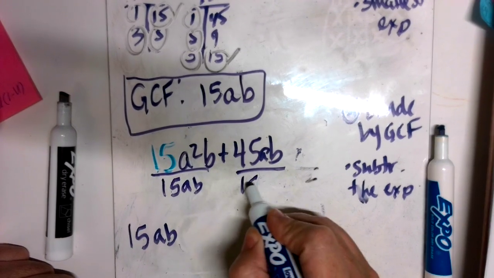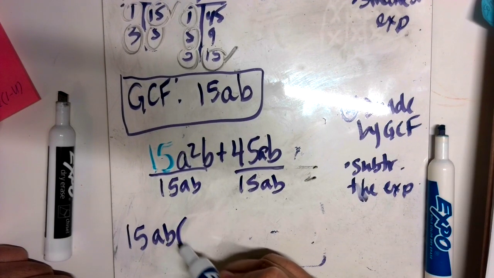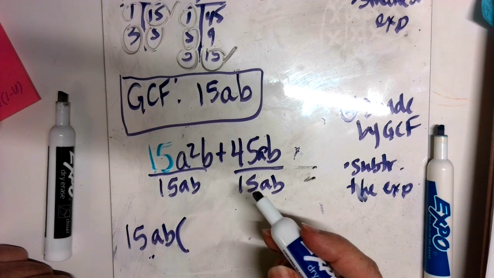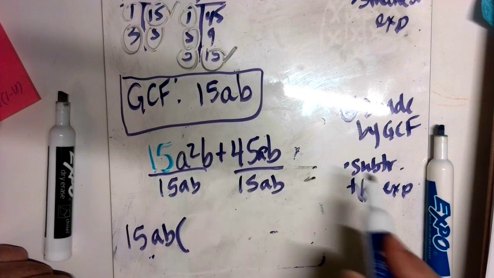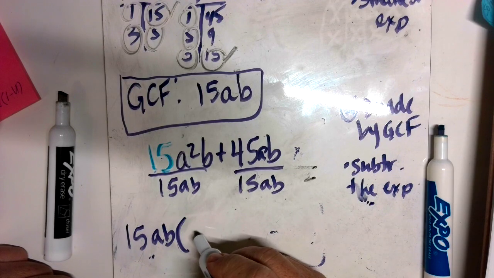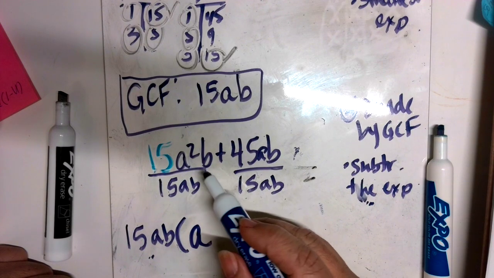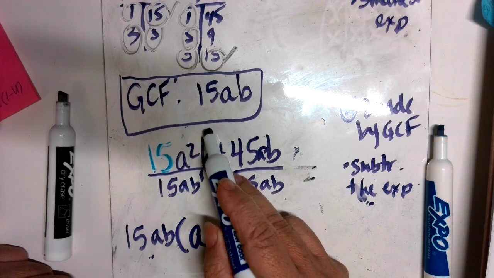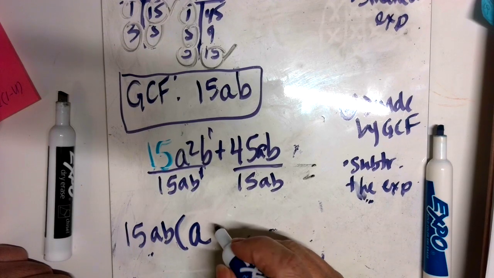15ab and 15ab. That's over here. So I put the GCF on the outside. 15 divided by 15 is 1. If you want to write the 1, you can. Then I subtract the exponents. So I'm going to write an A here. 2 minus 1 is 1. Okay. Then I look at the B. This would be 1 minus 1 is 0. So we don't write anything there. So this would just be A.